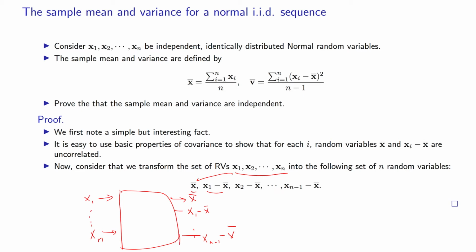I do not consider the deviation of xn minus x bar, because in that case I would have n plus 1 random variables as opposed to n random variables. What happens is that if you eliminate the last one, you will have a system with n inputs and n outputs. So here I eliminate the last one. This is a linear transformation.